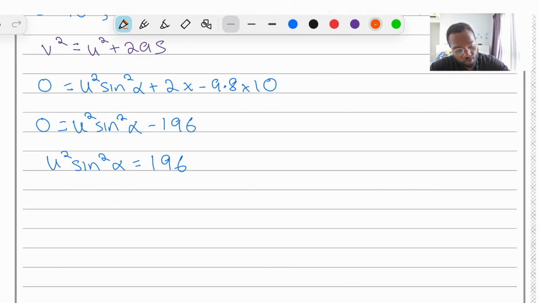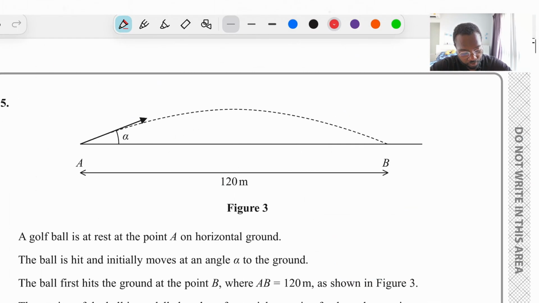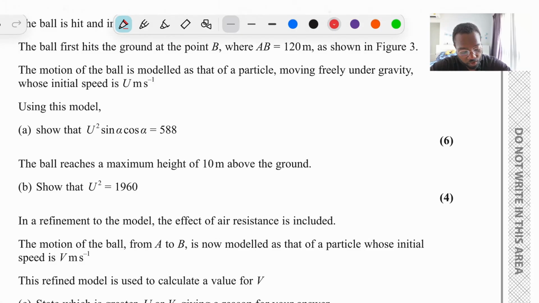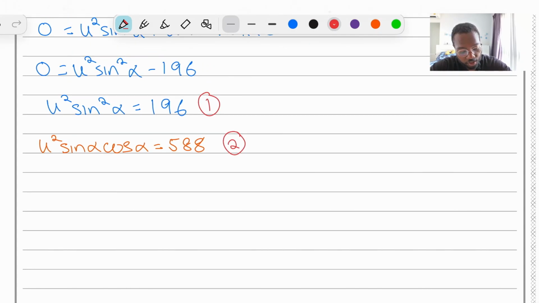Okay, therefore we know that u squared sine squared alpha is equal to 196. And we also know from the previous question that u squared sine alpha cosine alpha is equal to 588. Okay, so we've got this equation here and we've got this equation here. Now we want to show in the question that u squared is equal to 1960. So what we can do is divide the 1 by the 2. Okay, let's divide the 1 by the 2.